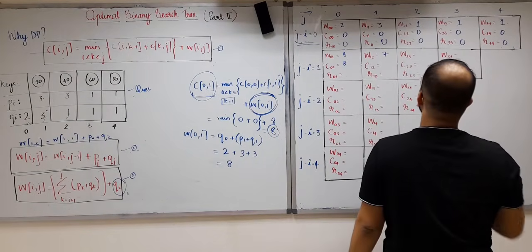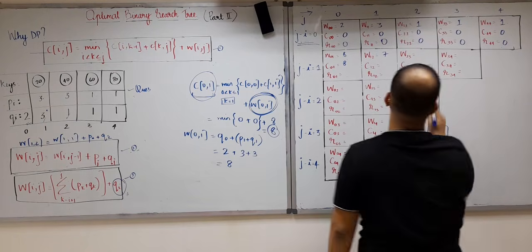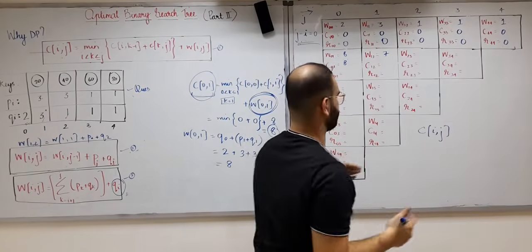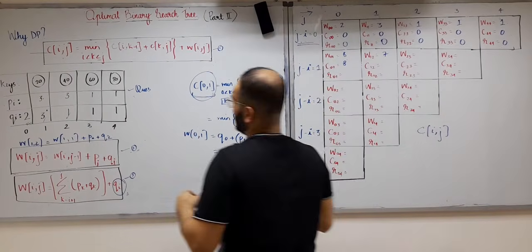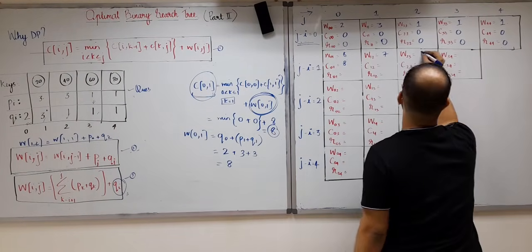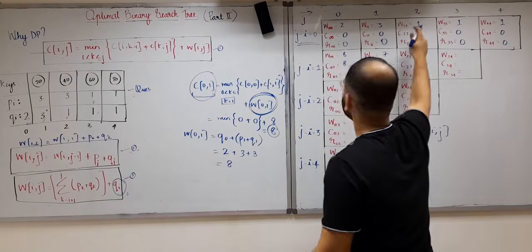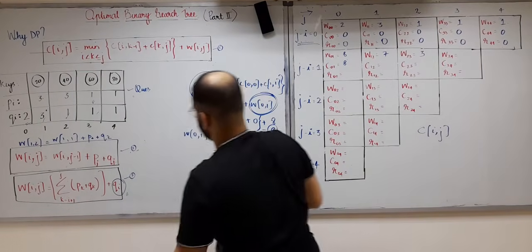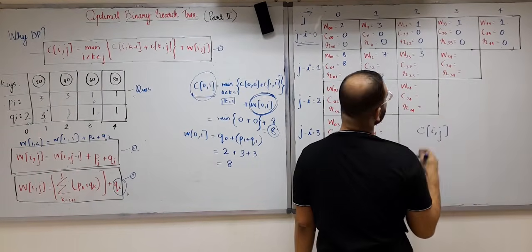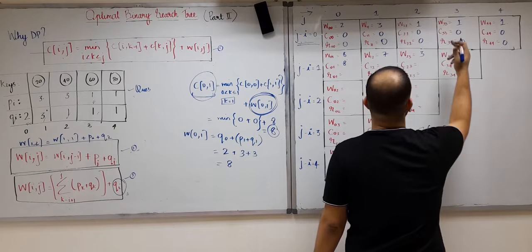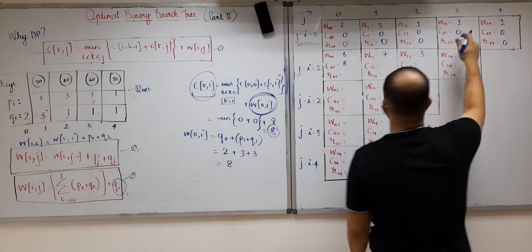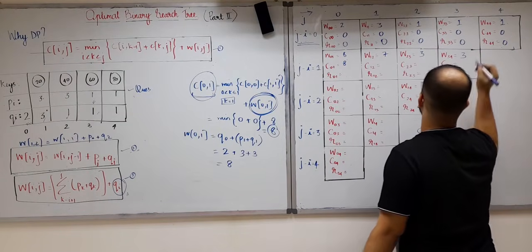And in the same way, W2 comma 3 will be equal to W2 comma 2 plus P3 plus Q3. So what is W2 comma 2? 1 plus P3. P3 is 1 plus 1. So that is equal to 3, right? 1 plus 1 plus 1, right? So now what about W3 comma 4? It will be equal to, yes, W3 comma 3 plus P4 plus Q4. So W3 comma 3 is 1 plus 1 plus 1. So this is 3, right?